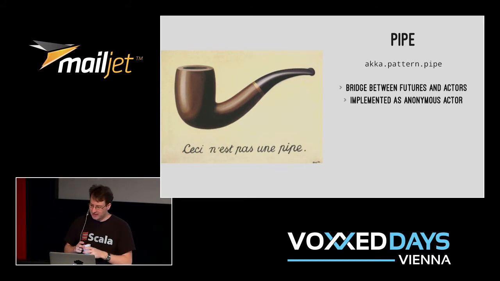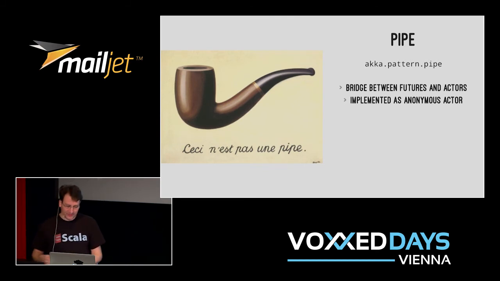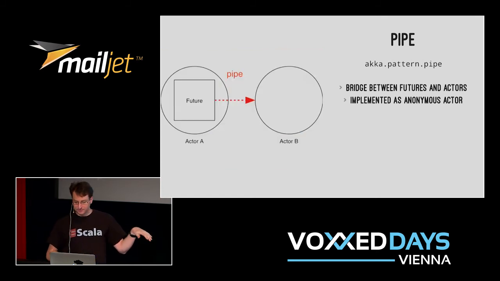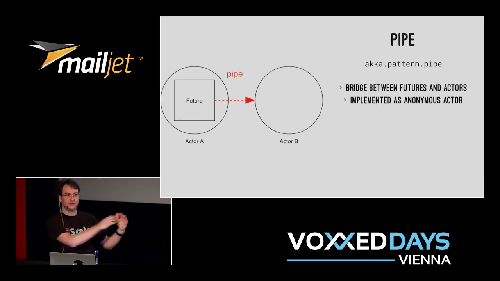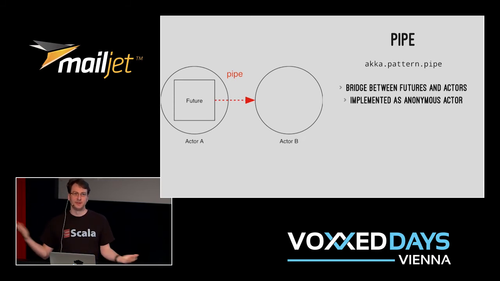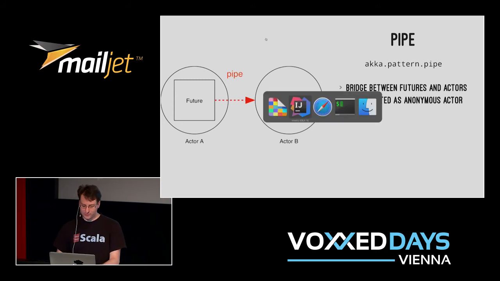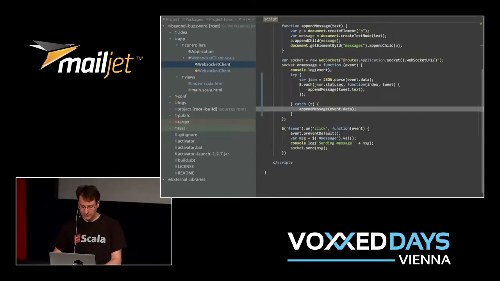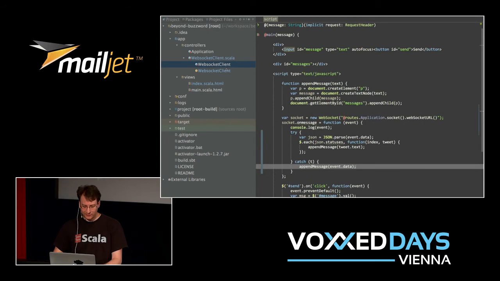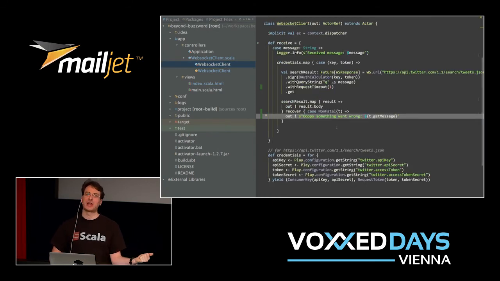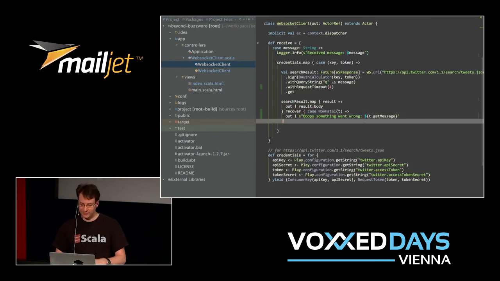Under the hood, a pipe is just an anonymous actor. But what a pipe does is, when the future has completed, so either it failed or it succeeded, it sends out the result to an actor. And this is exactly what I want to do here. I'm going to do the simple version where I send the failure result to myself, because I don't have any specific actor to send it to who could benefit from using this.